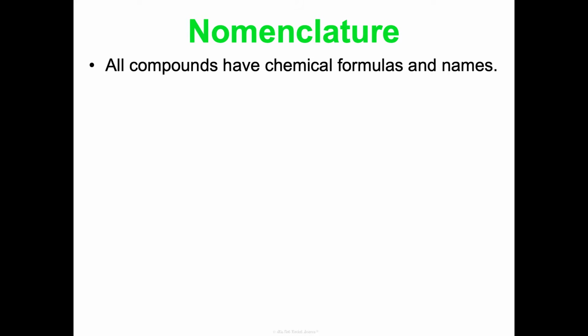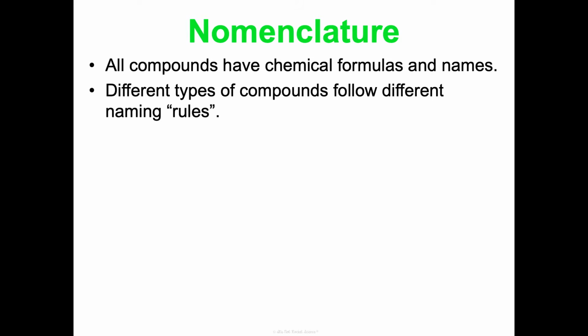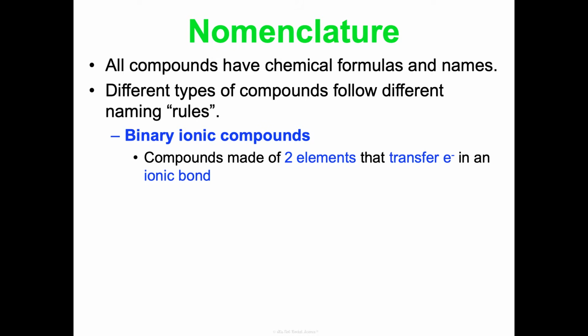So all compounds have chemical formulas which represent the number and types of elements that are in each compound. And then they also have names so that we don't have to refer to that as AlCl3. It's aluminum chloride. Okay, so there are different naming rules that we're going to use for different types of compounds. So there are the binary ionic compounds, which are compounds made of just 2 different elements, like MgCl2, AlF3, and they are going to transfer e- in an ionic bond. So those have their own set of rules.